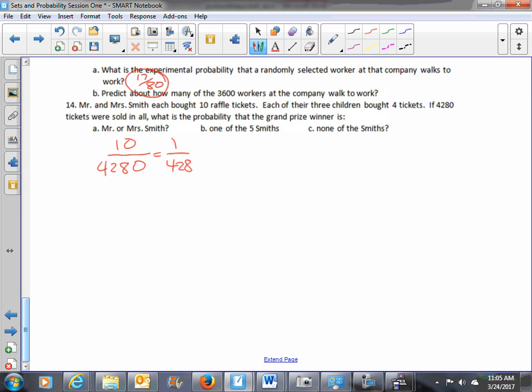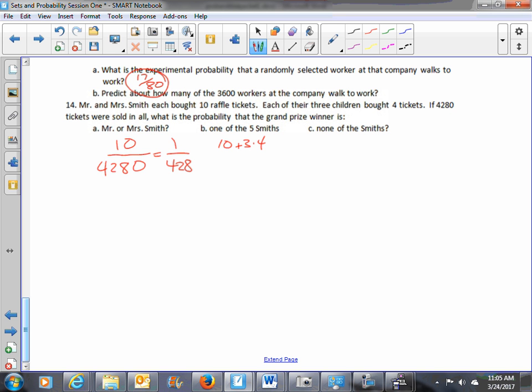Now, what's the probability that one of the 5 Smiths won the grand prize? Well, what we have to do there is figure out how many raffle tickets the Smiths hold. That's 10 for the parents, and then 3 times 4 for each of the children.